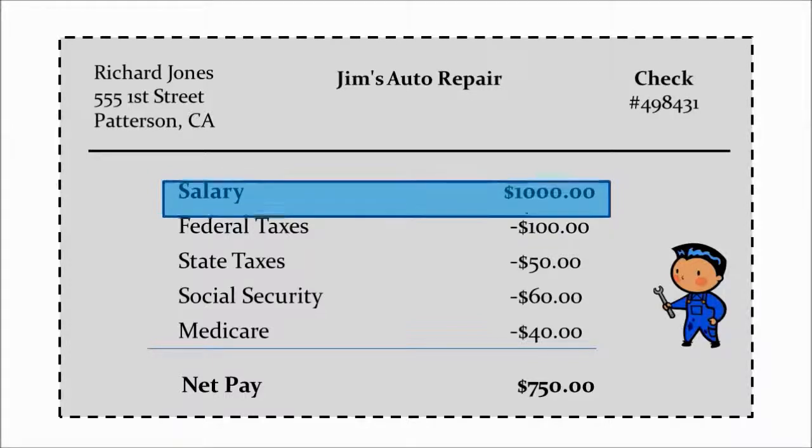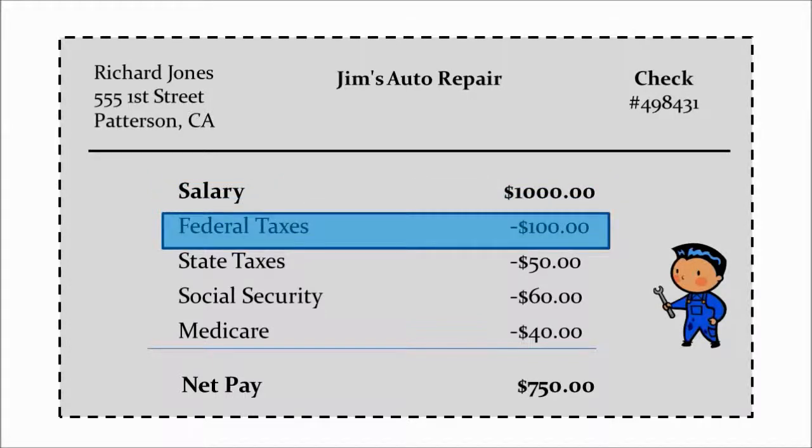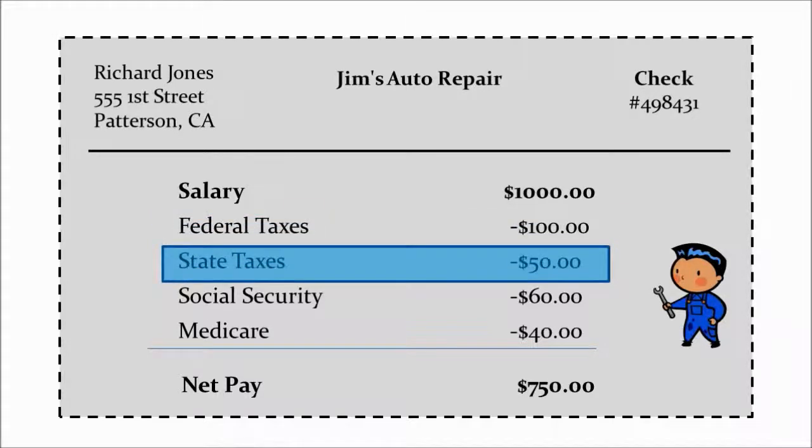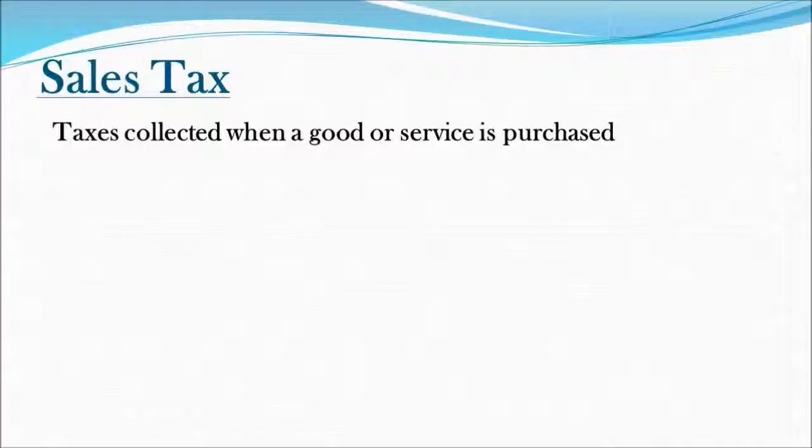The federal government decided to take $100 out for federal taxes. The state government here in California decided to take out $50. And it leaves me with $750. Now, you'll notice there are 2 other fees on here. We'll get to those later in the video. In fact, we'll use this same pay stub. For now, just understand the federal and the state tax.